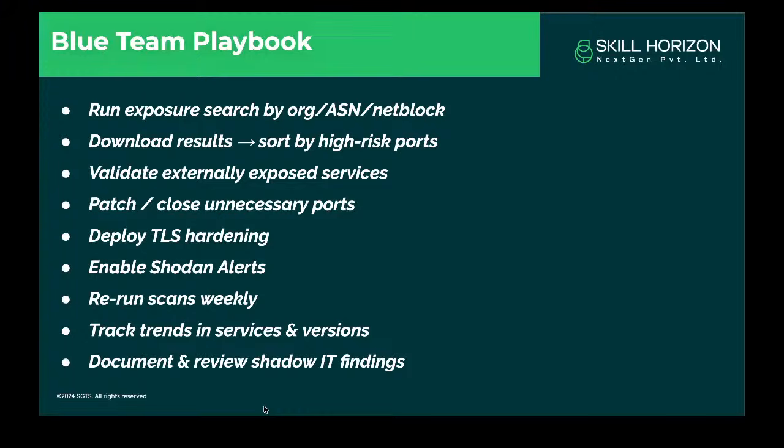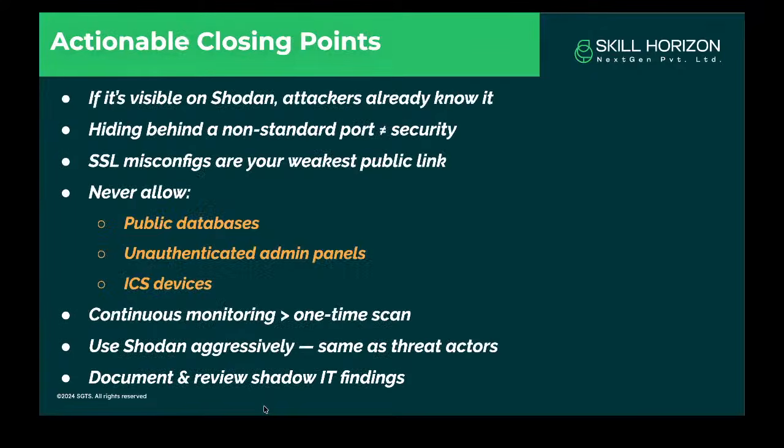Run the exposure search, like finding something by organization. These are the filters: org, ASN, netblock. Download those results, validate externally if it is actually leaking, if it is actually open, patch or close unnecessary ports, deploy TLS hardening, enable Shodan alerts, rescan weekly, track trends in services and versions, check for outdated versions versus updated versions, and document and review all your findings. That's the blue team playbook for Shodan, right?